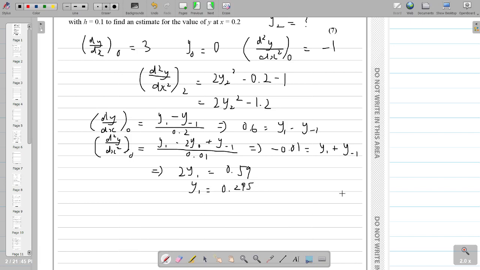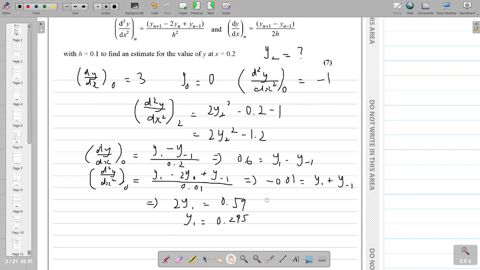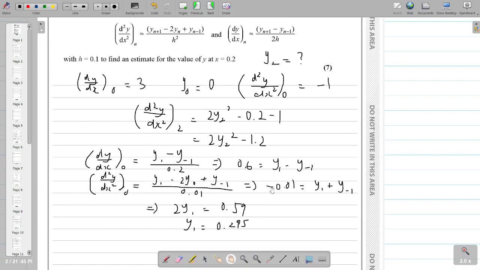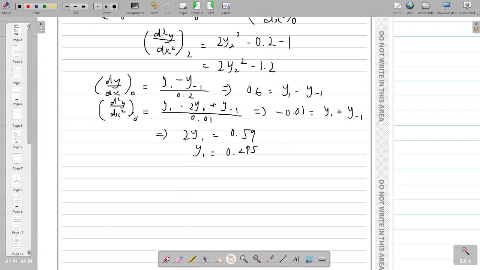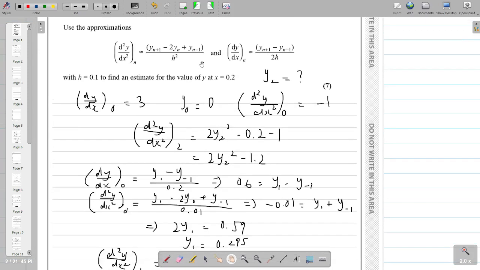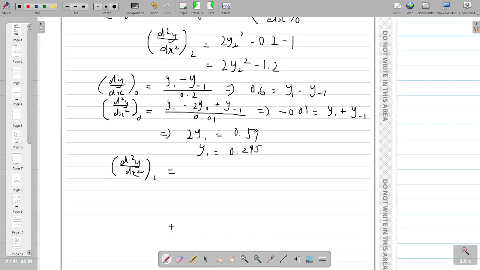So this is basically when x is equal to 0.1, y is equal to what? So we can use this, in fact, to determine what d2y dx squared at 1 is equal to, at x equals 0.1, because now we also have the differential equation to use. So 2y squared, y at 0.1 is this.